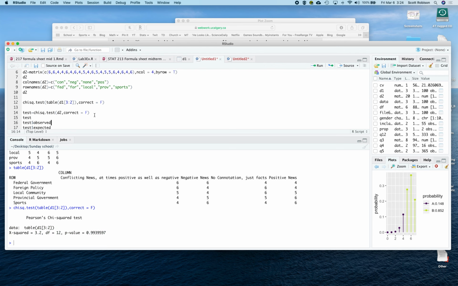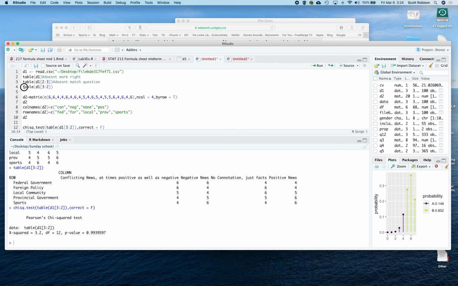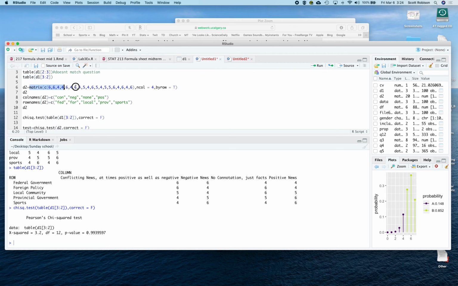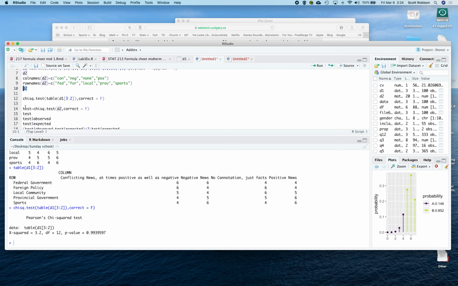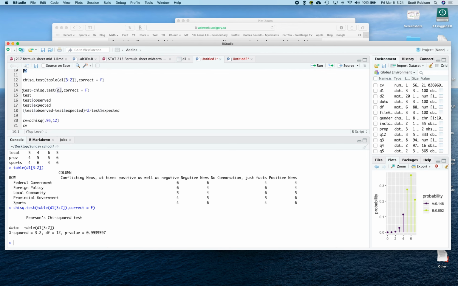The other thing that I can do, if I didn't download the CSV file, is if I just created a table from a matrix and I called that D2, then here I can also just say, do the chi-square test on not this table that I downloaded, but just this table that I created called D2. And again, of course, remember to set the correction to false.